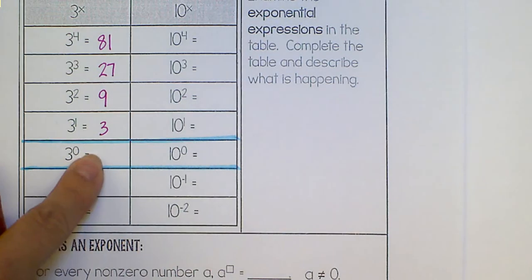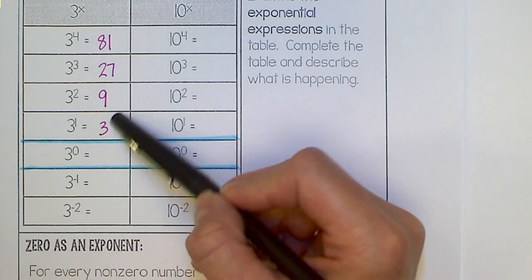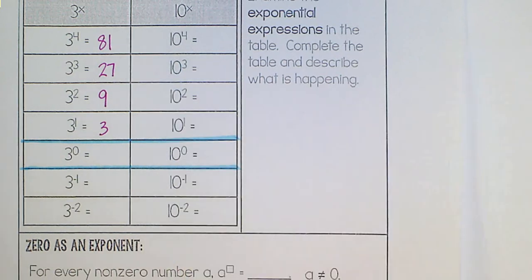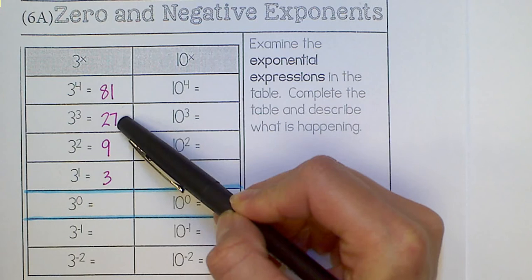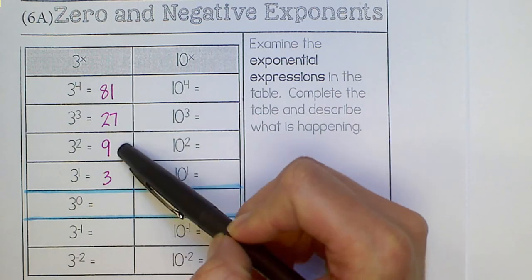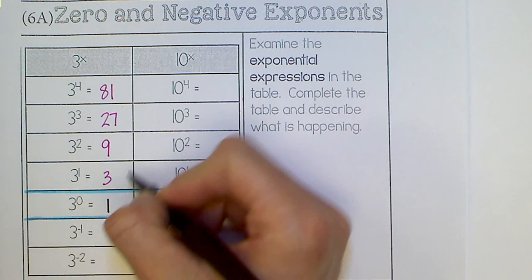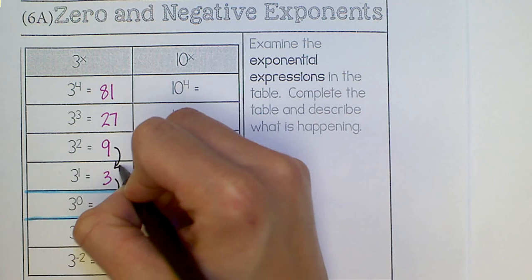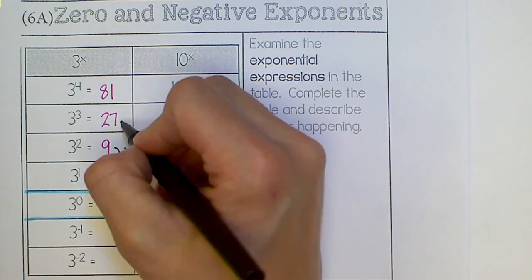We know 3 times 3 is 9, times 3 is 27, times 3 is 81. So now we need to do the opposite. 81 divided by 3 is 27, 27 divided by 3 is 9, 9 divided by 3 is 3, 3 divided by 3 is 1. Now, you might want to make a little reference to yourself. How did we get 1? Because you might forget. So we're doing the reverse operation.